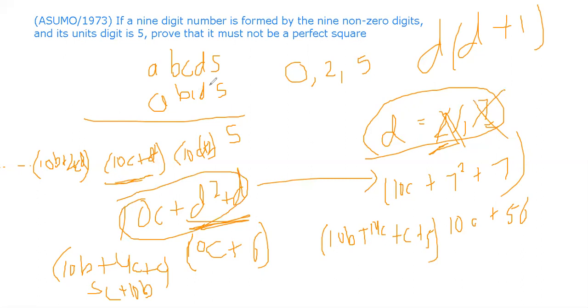Clearly, there does not exist any d, and if there does not exist any d, then it would be a 4-digit number, so its square would lie between 7 and 8 digits, which is not allowed. The number is a 9-digit number. So we have proved by contradiction that such a number does not exist.